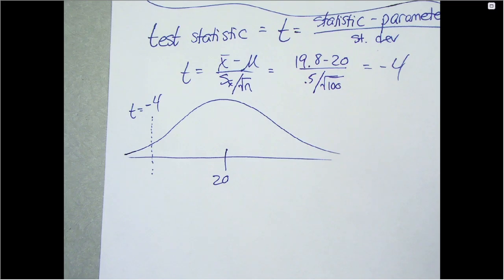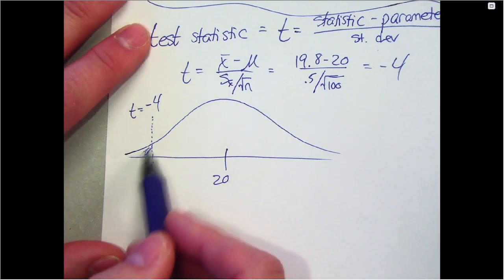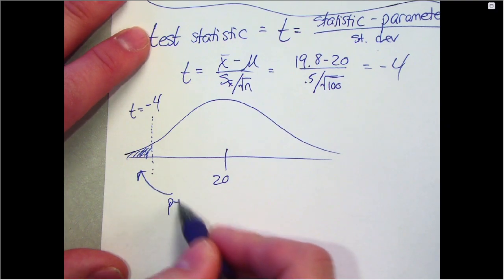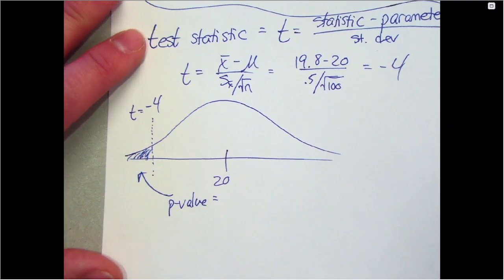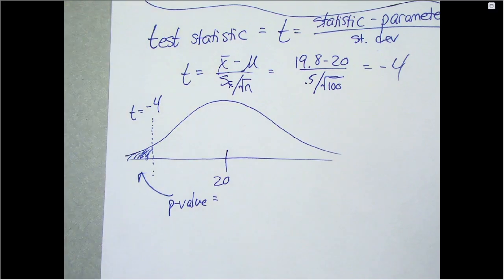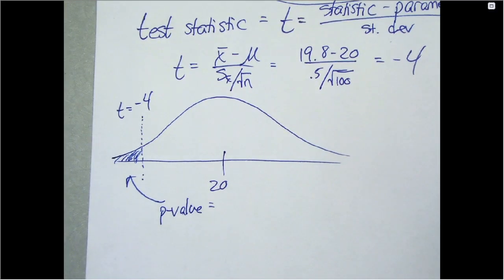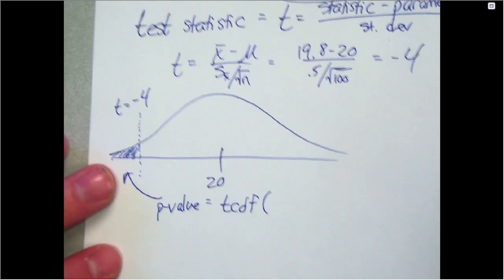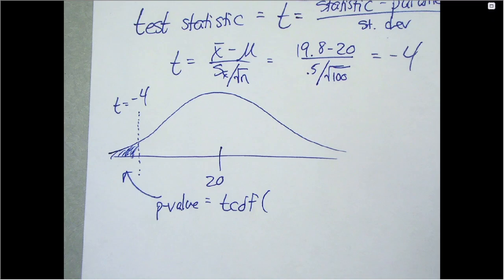To the left. Why? Because we're looking at less than. So the less than direction is to the left. And then we're gonna be like, hey, we know how to find the p-value. So it's tCDF. There's a normal CDF that we used to use, because that's what z is in normal. There's a tCDF. It works the same way, except you have to put the degrees of freedom at the end.